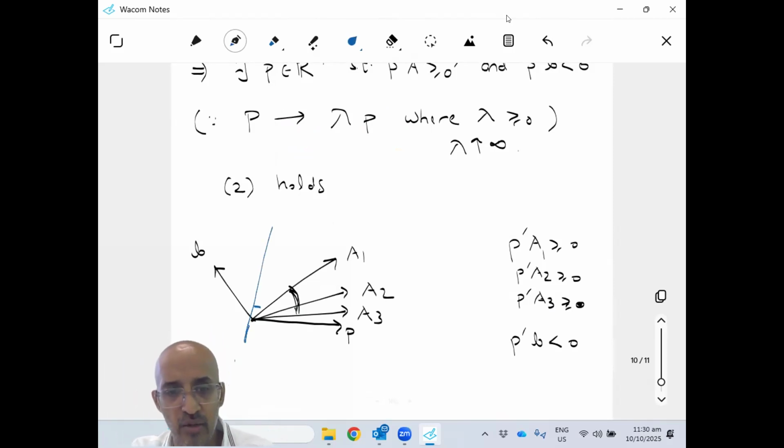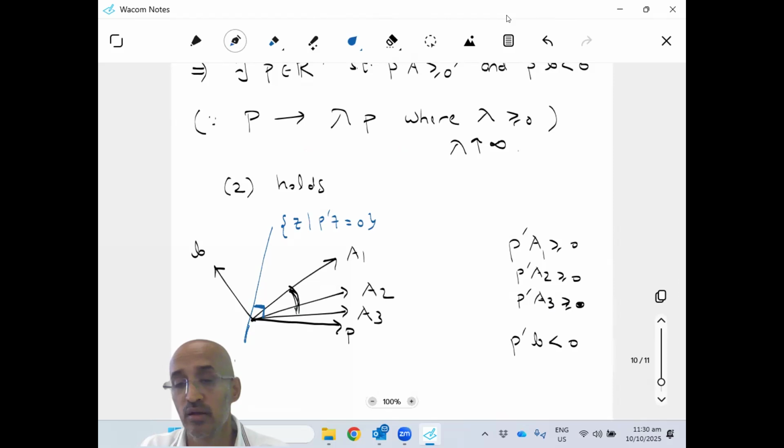This is a 90-degree angle with this vector. So if you look at this hyperplane, let's call this all z, a vector of all z where P transpose z is equal to 0. So all these form acute angles with P. This forms a greater than 90-degree angle with P. So you can separate.